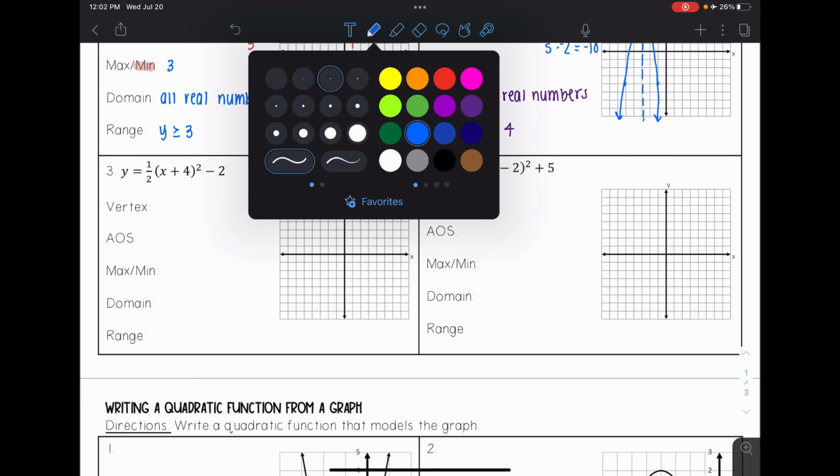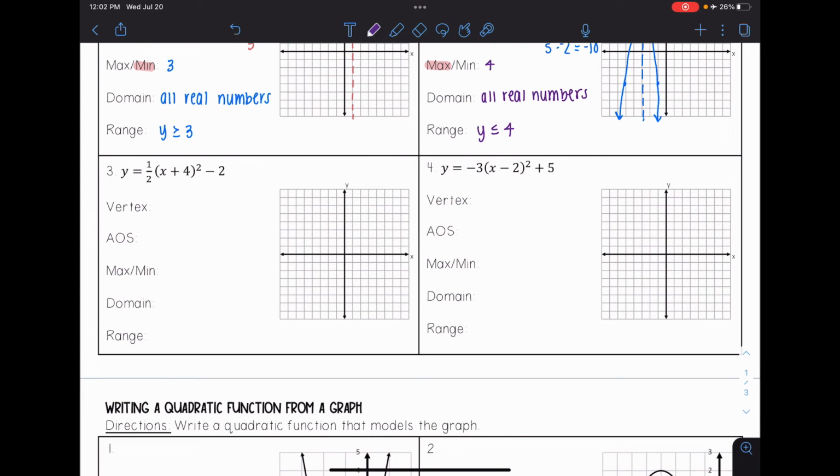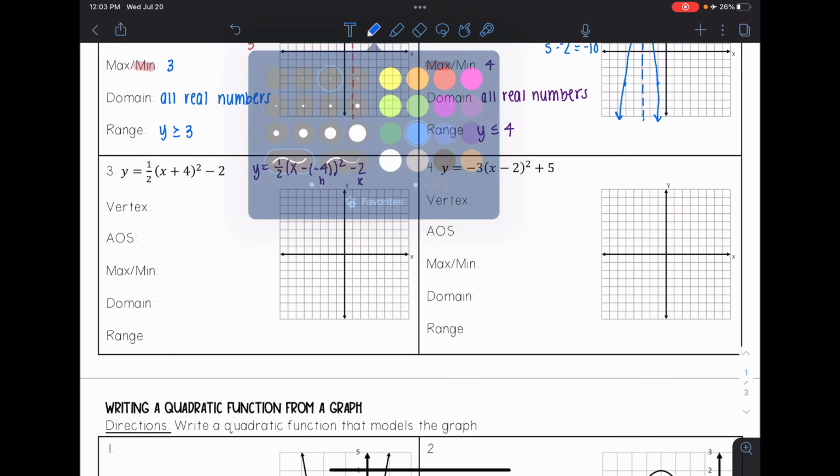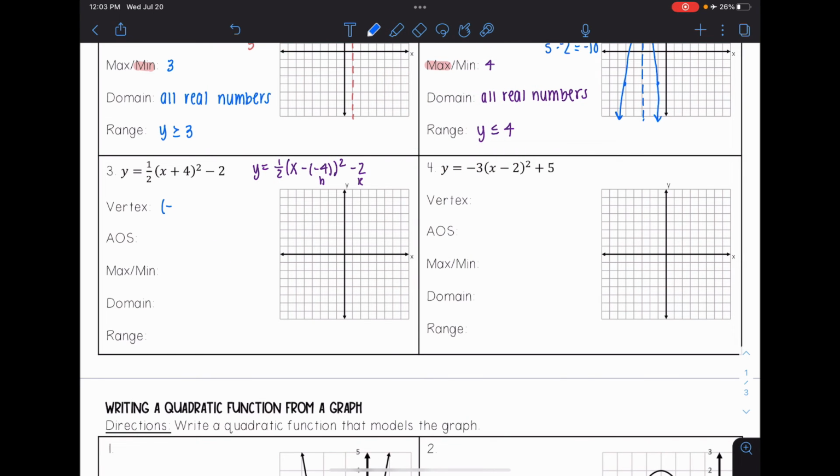Okay, let's look at another one. Here I have y equals 1/2 times (x plus 4) squared minus 2. I'm going to first rewrite that with x minus in there. So I have 1/2 times (x minus negative 4) squared minus 2. That means my h value is negative 4 and my k value is negative 2, so my vertex is negative 4, negative 2. My axis of symmetry is always x equals h, and here h equals negative 4, so I get x equals negative 4.